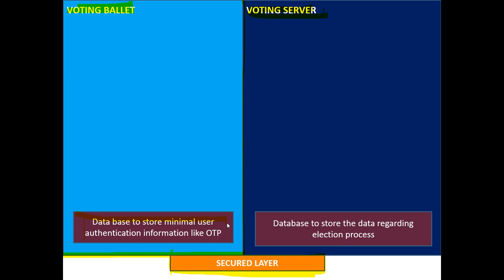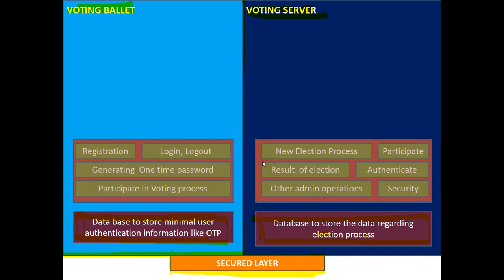The lowest layer is the database. Here we'll have the database to store the user information and the OTP. Here we'll have the database to store the data about the election process. Okay, and on top of that we'll have a service layer, I mean the business logic layer. On the voting ballot end, we'll be providing the registration component, access layer component, OTP component, and casting component. All those things will be implemented here as business logic components.